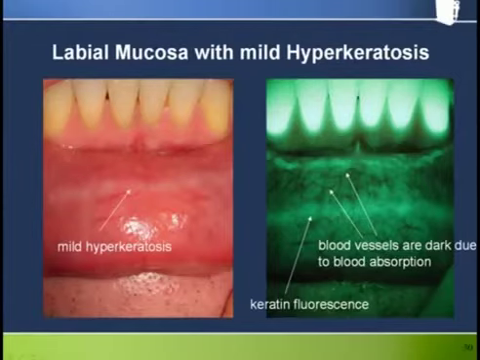An analogous phenomenon to linear alba on the buccal mucosa can occur on the labial mucosa due to irritation from the front teeth. In this case, we see classic mature non-inflamed hyperkeratosis, which appears brighter under the VELscope due to keratin fluorescence. Note also how well the dense collections of blood vessels can be visualized under fluorescence due to loss of fluorescence from blood absorption.